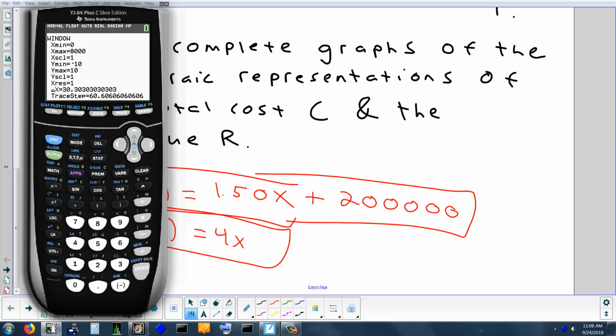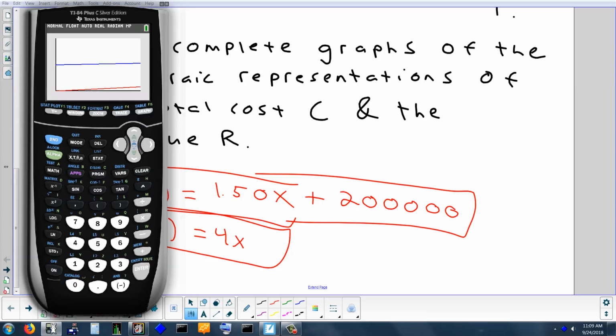Y is costs, or it could be revenue, depends on which graph you're looking at. Either way, your cost is not negative and your revenue is not negative. Your profit might be negative, but not your cost or revenue. And we got to go up to at least 200,000. I'd say we just go to 400,000. Hit graph. All right, so there's our cost. There's our revenue. Would you say that's a complete graph? What's not on the screen that I should probably be able to see?